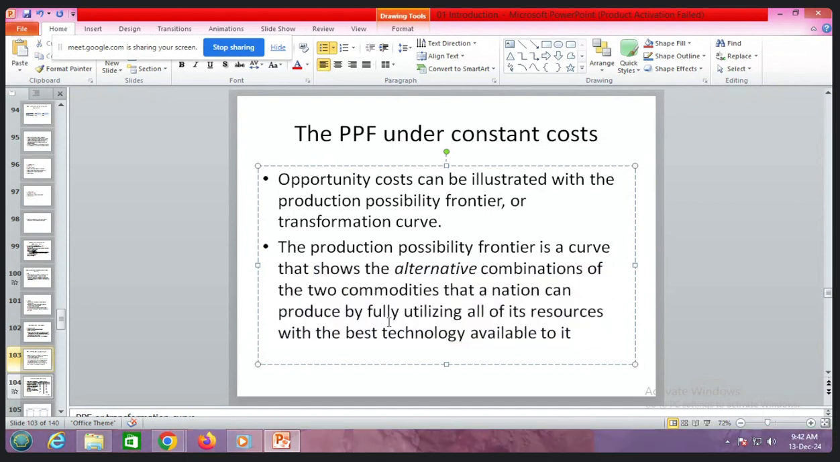Do I have to explain this? All of us understand the production possibility frontier, is it not? Yes, ma'am. Okay, good.